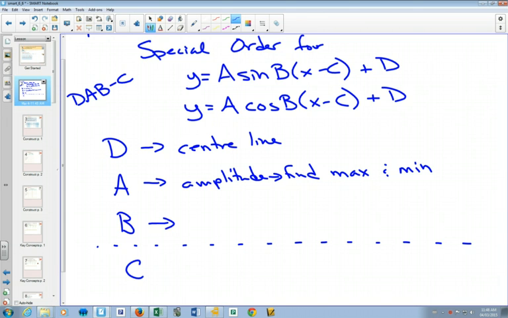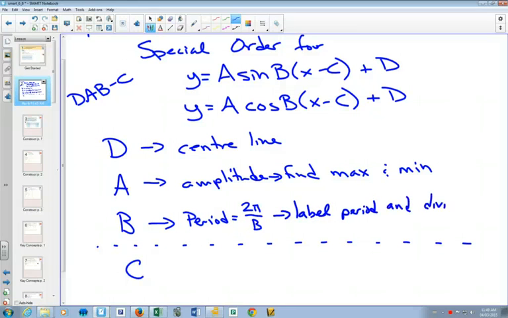Your b value helps you find your period. Remember, for sine and cos, our period is 2 pi divided by our b value. And then once you have your period, you're going to label that. We're going to label our period on our x-axis. And we're going to divide it into 4 equal sections, just like we did when we did questions that just involved the period.